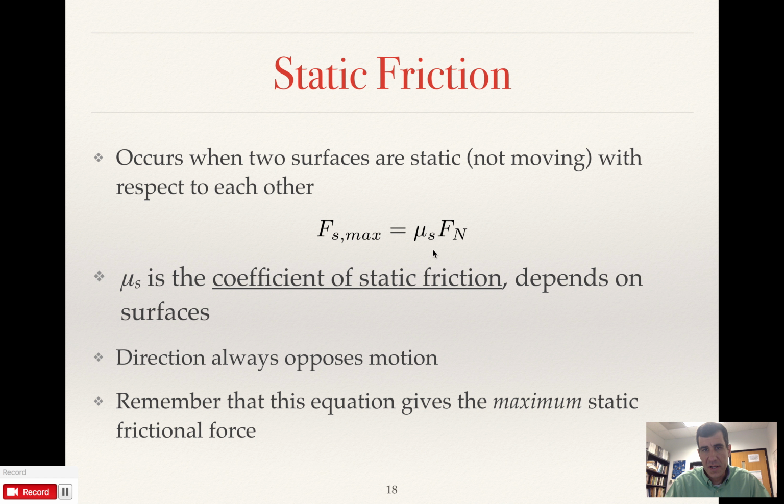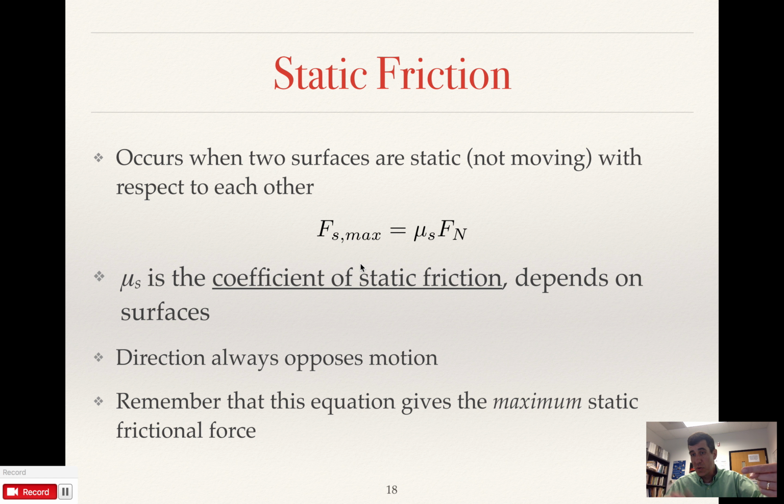Now, the other tricky thing to remember about static friction is this is the maximum possible static frictional force. So it can always be smaller. So if you push on the box with less force, static friction is going to be less. If you imagine, you take a box and set it on some surface with friction. You start to push, and you push with a very, very light force. Let's say it doesn't move.